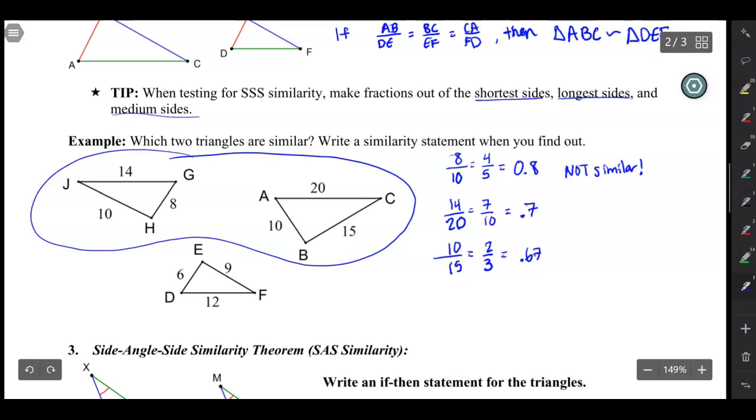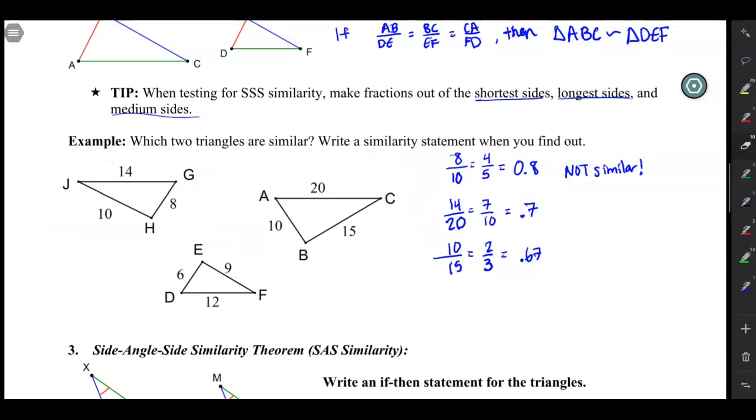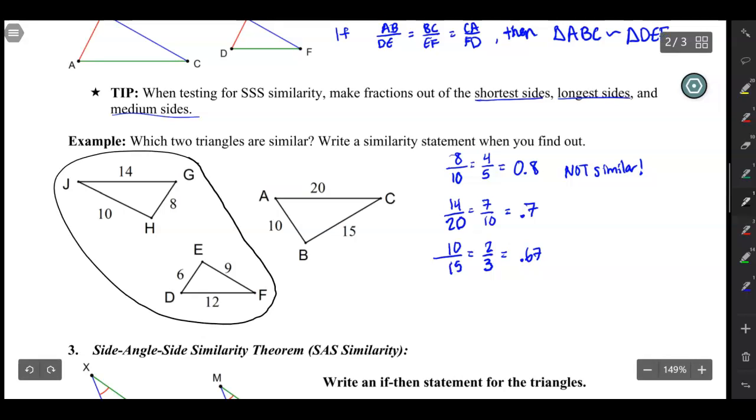Okay. So I proved that the top 2 triangles are not similar to each other. So let's go ahead and check another pair. I'm going to do these 2 on the left. We'll check these 2. I'll do them in black over here on the left.